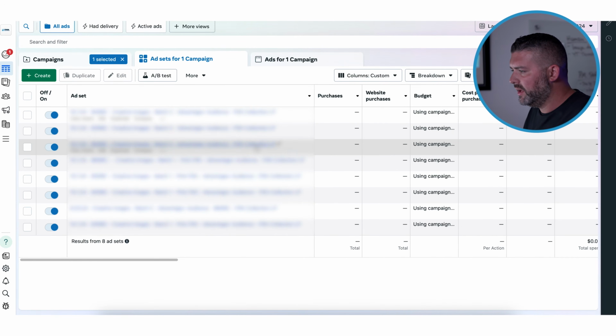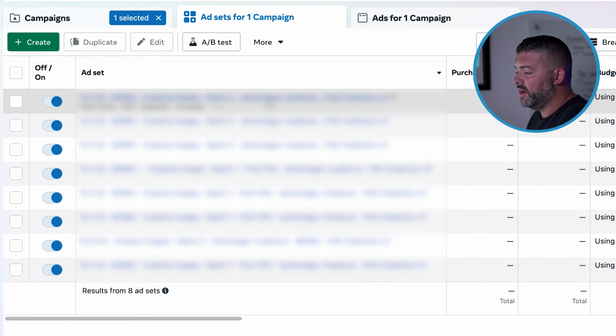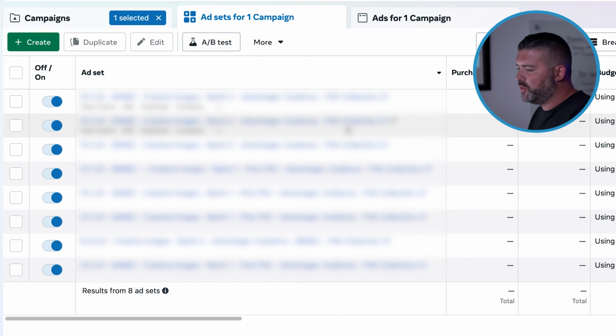Within our naming convention, we are running Advantage Plus audiences. At scale, I'm finding that those work way better than certain other stacked interests, lookalikes, etc. So what we have is batch 1 and batch 2. These are different groupings of creative assets, and each and every one of these ad sets is the exact same.